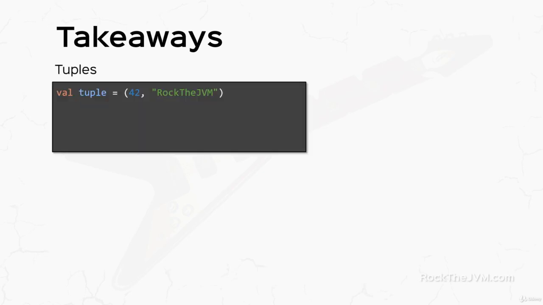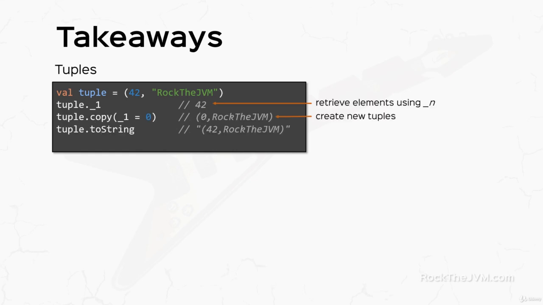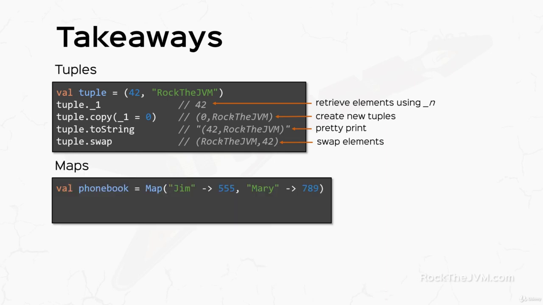Before we get too dizzy into big data, let's recap and do some exercises in the next video. So we've learned about tuples, and you've seen how to construct them, how to access their members, how to copy them, how to do toString, and we've printed them into the console, and we've tested the swap method. We've also discussed maps, which are a super useful data structure to make associations between keys and values. We've seen them in practice, and we've seen a couple of methods, like contains and adding new associations.